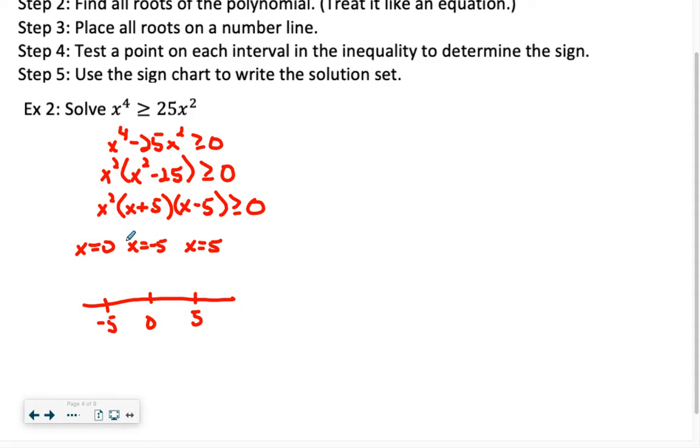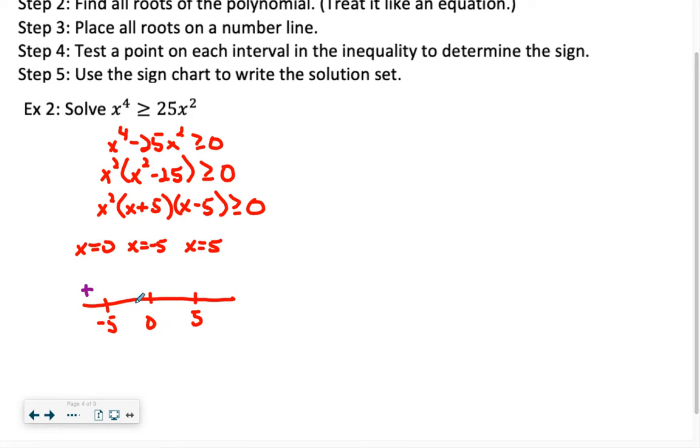Again, all we care about is the sign. We don't care what the actual value is. So if I plug in a number less than -5, say -6, well, -6 squared would be a positive value. -6 plus 5 would be a negative value, and -6 minus 5 would also be a negative value. So we're going to have a positive times a negative times a negative. That's going to result in a positive since we have 2 negative signs.